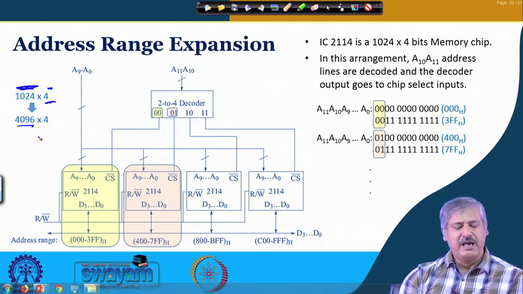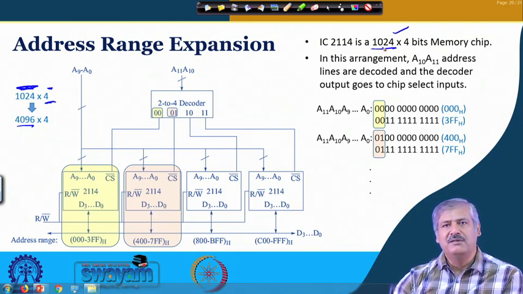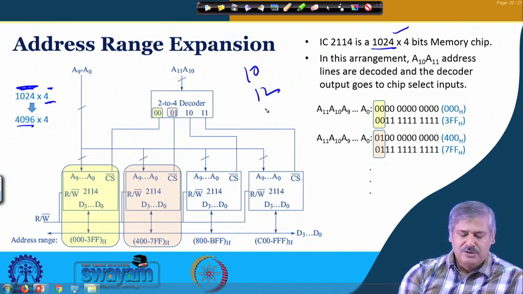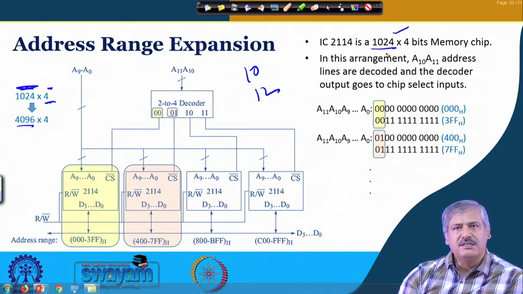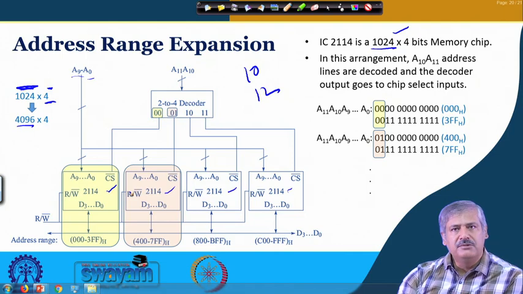So, how can we do that? If we have a 4K cross 4 memory, you can directly use it. But if you have 1K cross 4, what can you do to expand the address range, which originally is meant for 1K memory locations? One mechanism is this. 1K means 10 address lines, since 2 to the power 10 is 1024, and 4K means 12 address lines. You take 4 such 1K units, this is one unit, 2, 3, 4, and the lower 10 bits, A0 to A9, are address inputs to each of these 4. So you make them common and connect them to all of them.